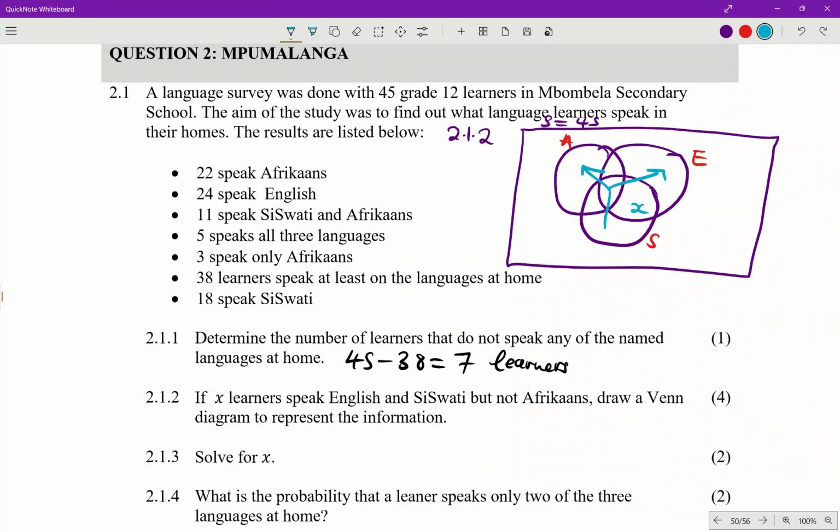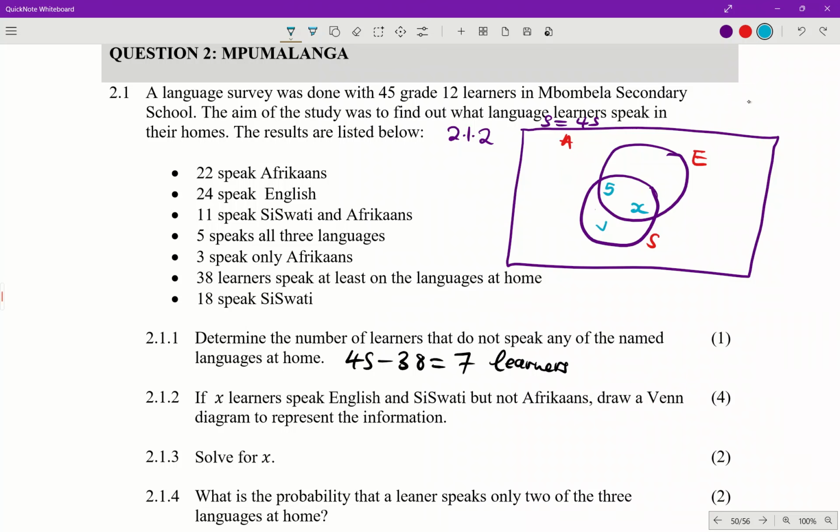Afrikaans, English, Siswati. You can see all of them. They speak what? They speak Siswati, English, and Afrikaans. So you're just going to plug 5 there, and then go back to that one that I said. Wait, where is it? This one. I said wait. There's a Siswati and Afrikaans. Siswati and Afrikaans. So it is this one here.